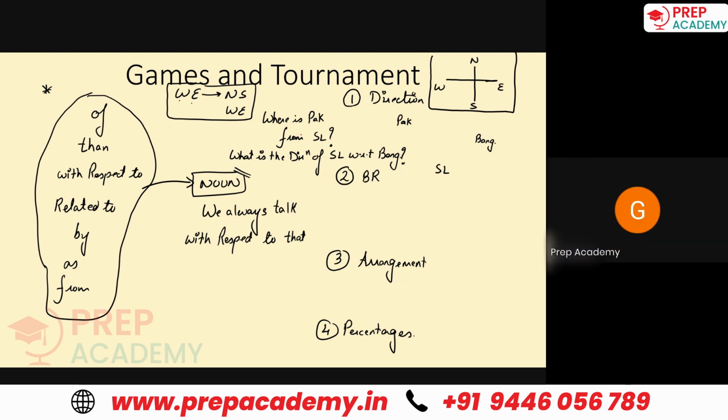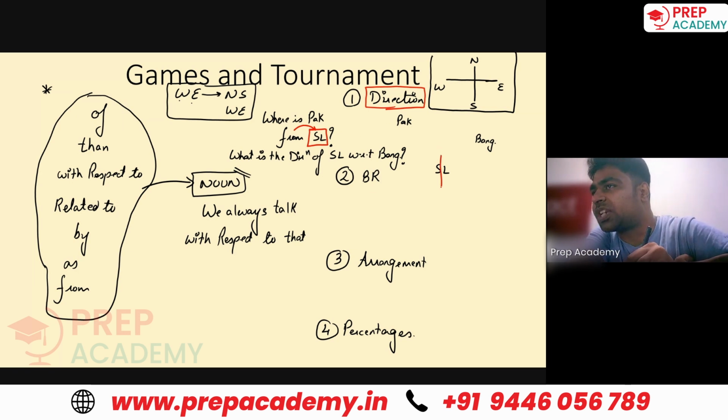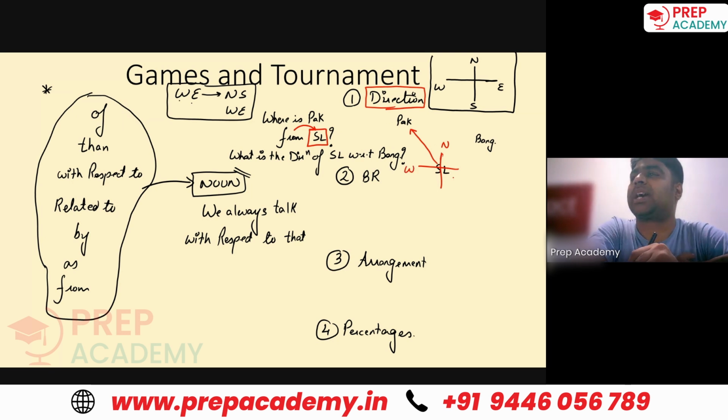South. Okay. Let us discuss. So what did I mention? After the word from, Sri Lanka came. So in the chapter of direction sense, we sit on top of that particular person or noun that comes after the word from. That means after the word from, Sri Lanka came. So we'll sit on top of Sri Lanka and see where the first person is. The first person was between north and west. So my answer would be northwest.